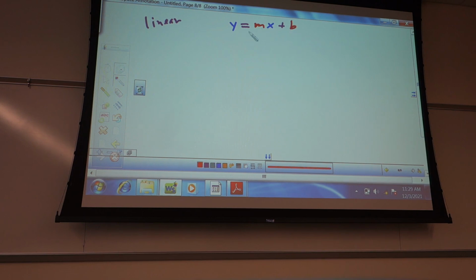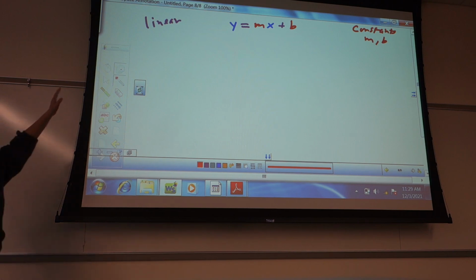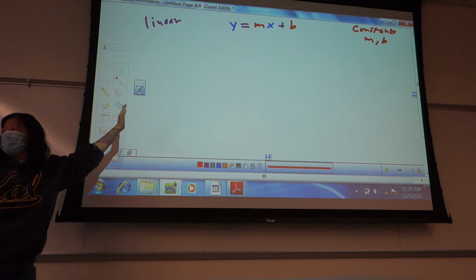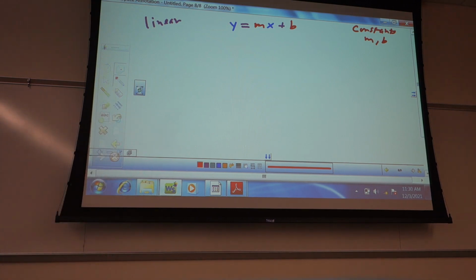So here, y and x are my variables. My constants are m and b. There's some number you've got to find to figure out what your linear equation is. If we figure out what m and b are, we have our linear equation. This is the one you folks are most familiar with. An example would be y equals 3x minus 4, something like that, right?